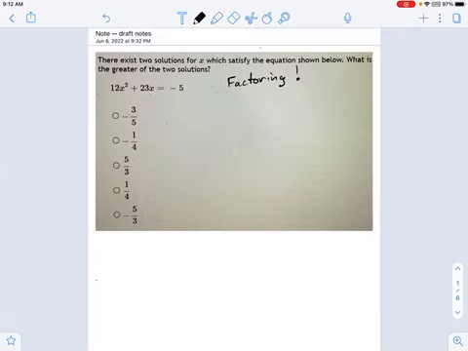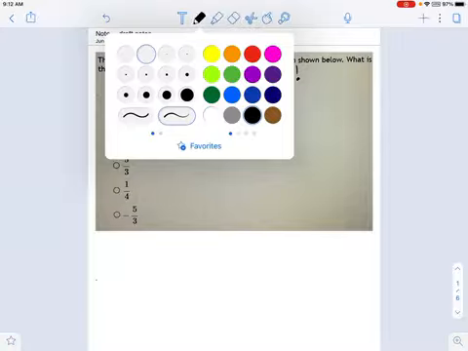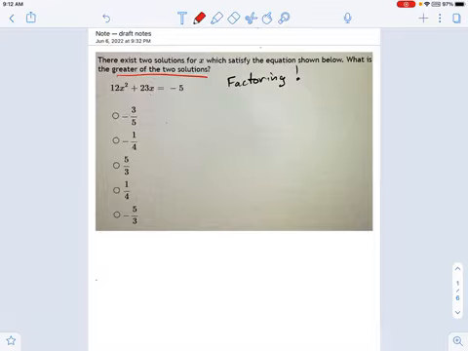Okay, we've got a factoring problem to do here. I want to know what's the greater of the two solutions. Okay, and when you see something about solutions and you have a quadratic, right, there's a squared term here and then just a regular x by itself, you know there's going to be some factoring involved. So let's get into it.